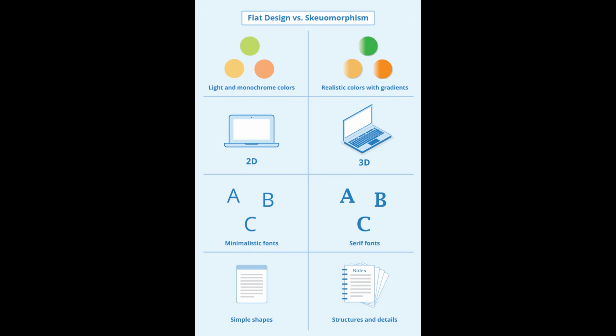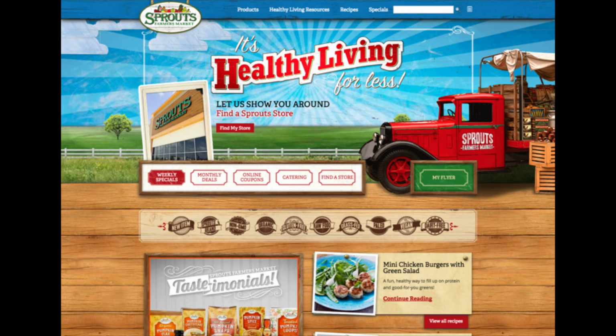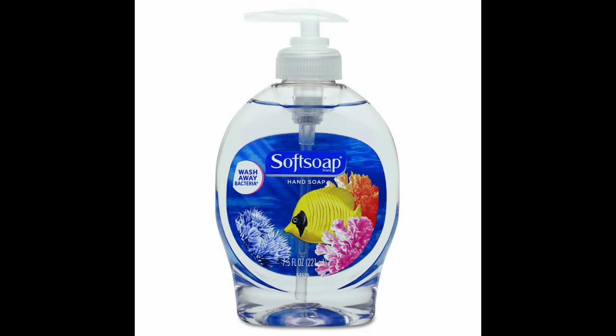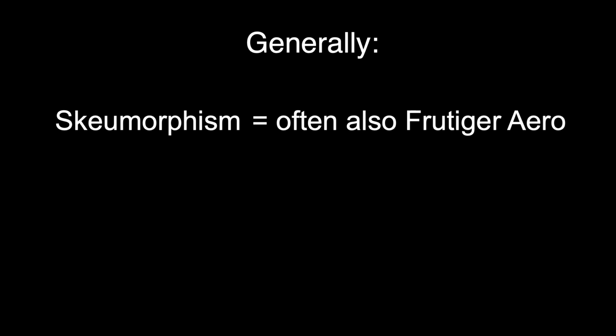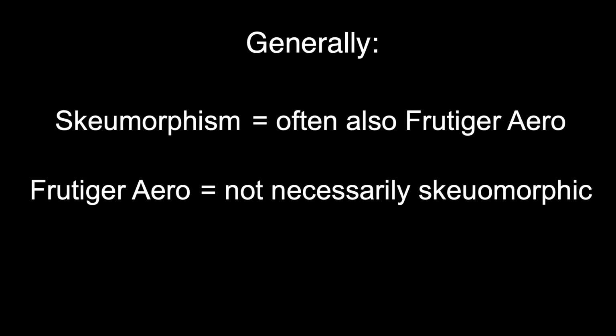Skeuomorphism is a term strictly used for technological, web, or user interface design. Frutiger Aero, on the other hand, is not limited to just tech and UI design, but can be used in other ways, such as the packaging of this soap bottle or this promotional poster. To put things simply, most Skeuomorphism is also Frutiger Aero, but not everything Frutiger Aero is Skeuomorphism.